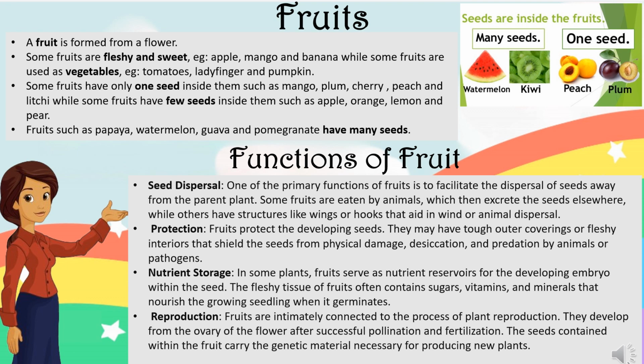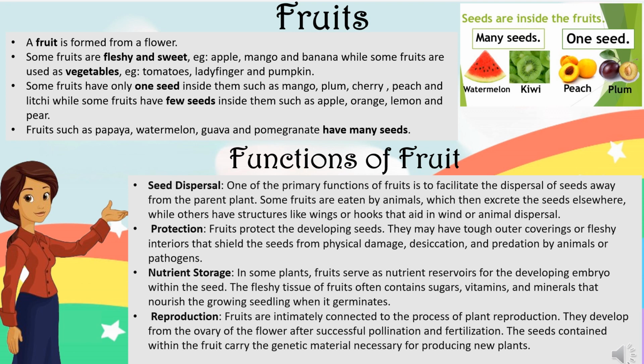Fruits have seeds inside them, and provide protection to them. Some fruits have only one seed inside them, such as mango, plum, cherry, peach and lychee. Some fruits have few seeds inside them, as apple, orange, lemon, and pear. Fruits such as papaya, watermelon, guava, and pomegranate have many seeds.